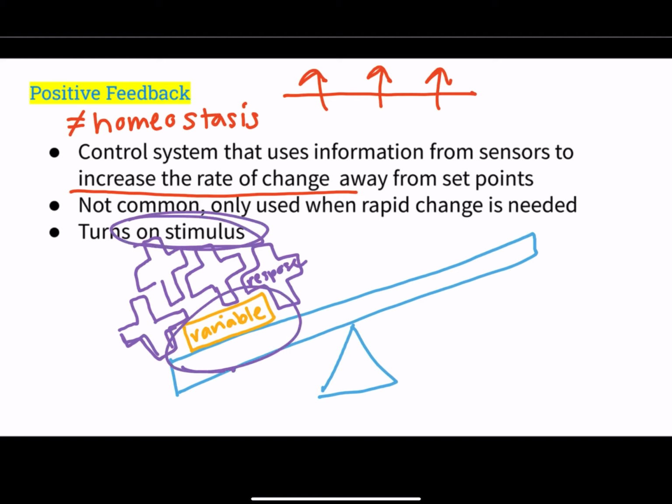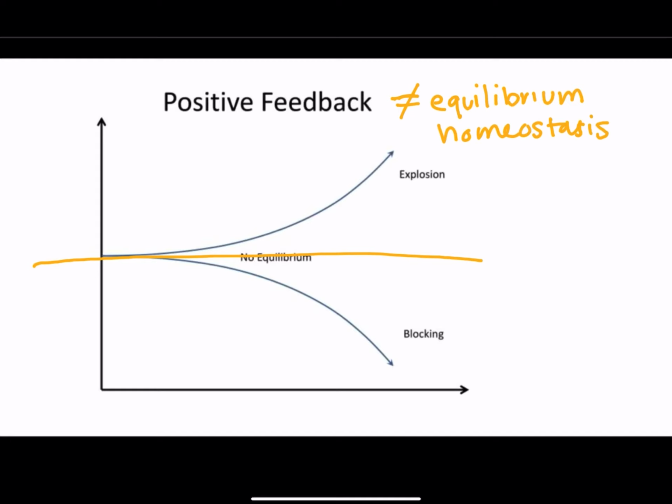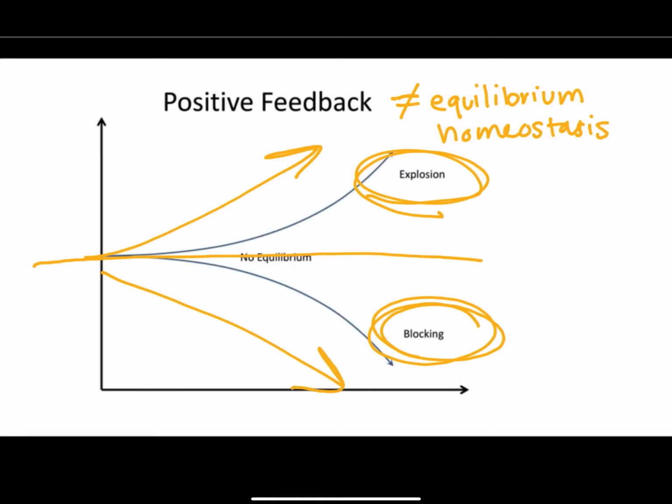Again, it's turning something on and it's keeping it on. And it's not common, remember that? It only happens in specific situations, so we're going to talk about some situations in which it happens. Again, we normally would want to be in equilibrium right here in the middle, but positive feedback does not equal equilibrium, and thus it does not equal homeostasis. Homeostasis, I always spell that wrong. So what's going to happen is this positive feedback is going to have something that's above the equilibrium or below the equilibrium. It's going to have these extremes happen, but there's going to be absolutely no equilibrium.